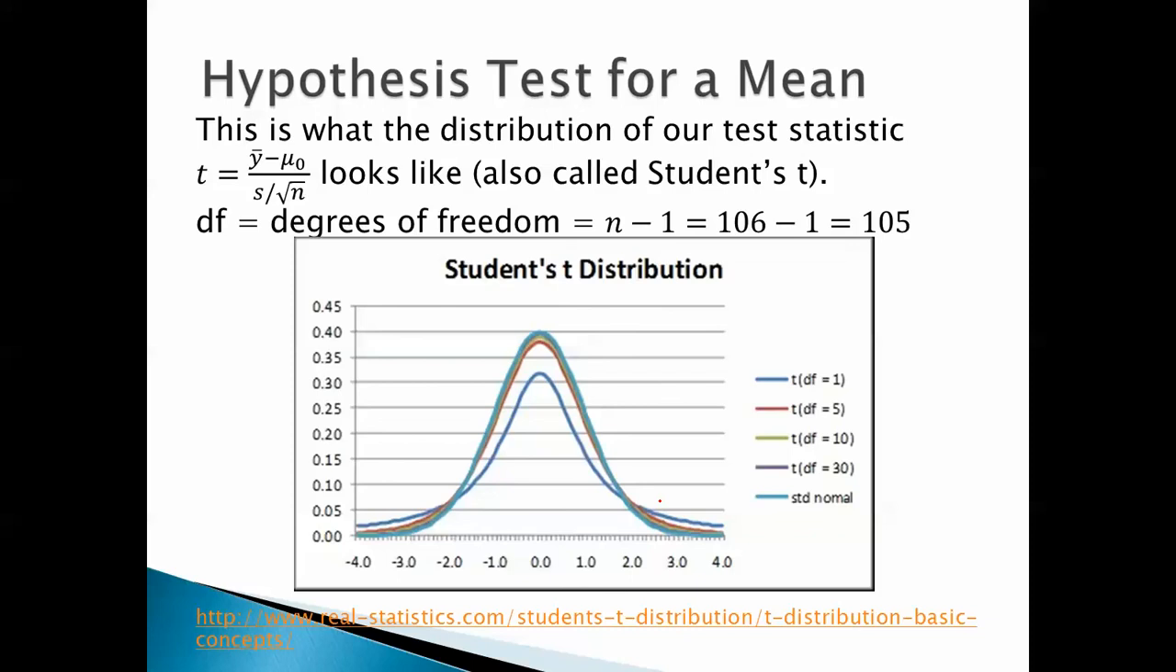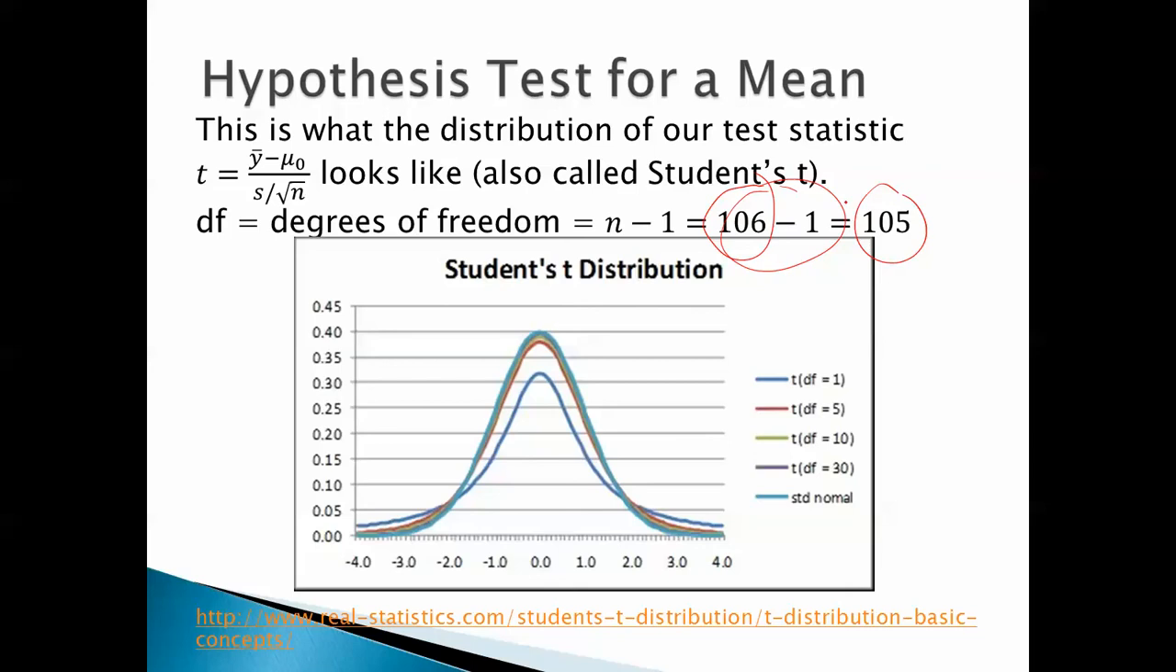Actually, that was just his pseudonym. In this case, notice that t takes on, there's not just one t distribution, there are lots of t distributions, and they all depend on the degrees of freedom, which is simply n minus 1. Now, in our particular case, n is 106, so n minus 1 is 105. So the degrees of freedom in our case is 105.